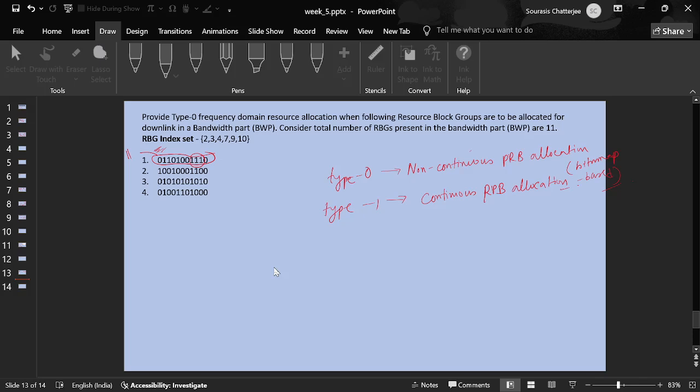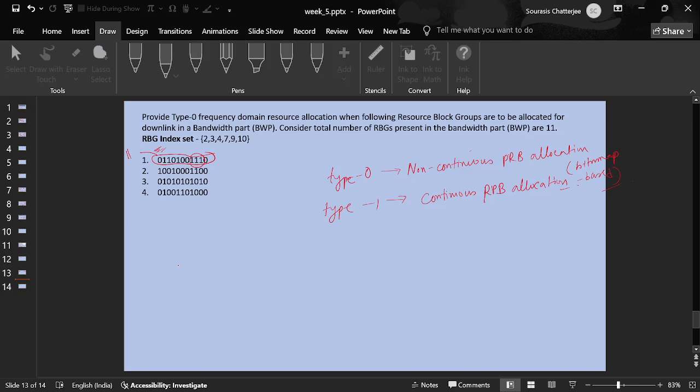It is not reversed. That means we have to start with, for an 11-PRB BWP, numbers 0 to 10. 0 is not matching, so it will be 0, 1 will be 0, then 2, 3, 4 will be triple 1, 5, 6 is not there, so it will become 0. So that means we have double 0, triple 1, double 0, then 1, 0, 1 and 1 0 double 1.